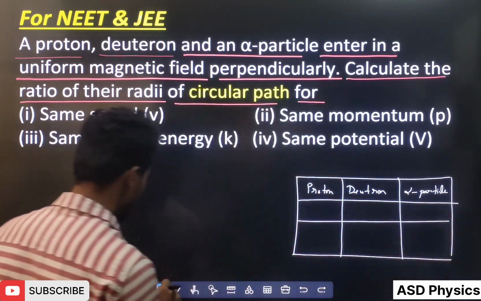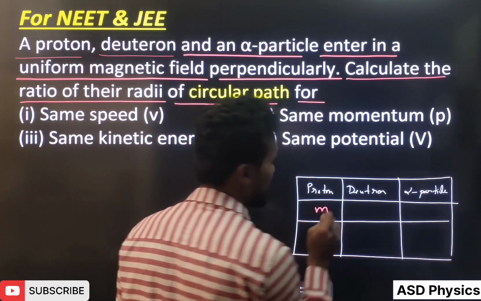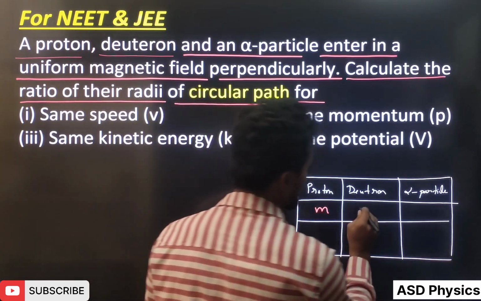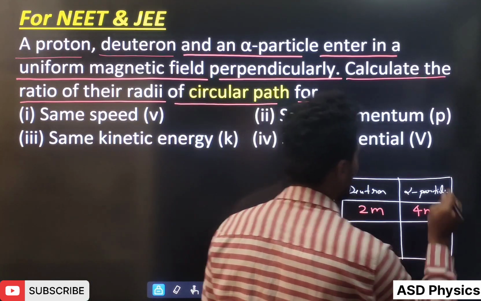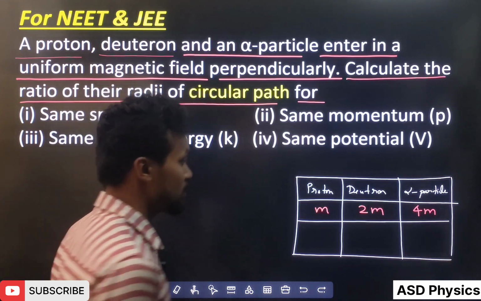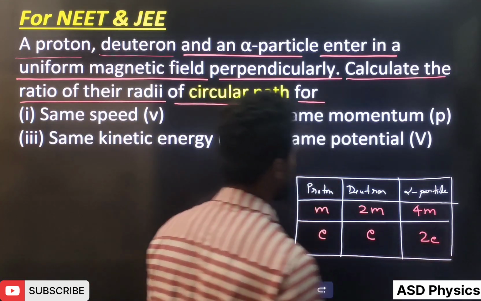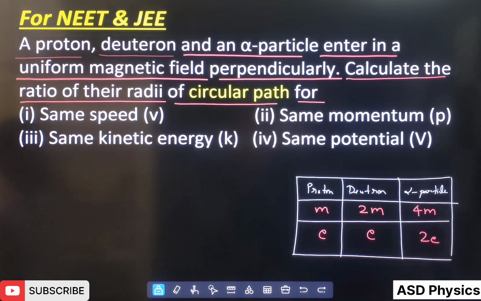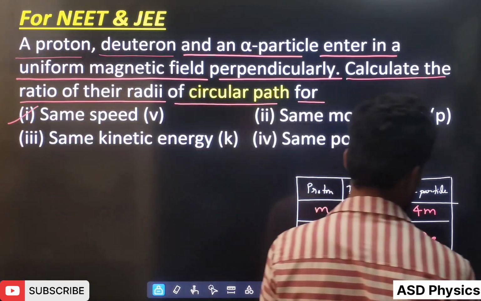Okay, this table. Now students, if I talk about the mass, if the proton mass is M, what will happen? The deuteron mass will be 2M, and the alpha particle mass will be 4M. If I talk about the charge, if this is E, this is also E, here it will be 2E. Okay, so these mass and charge values you should remember relatively. Okay, students, now what are we going to see? First one, we are going to see the same speed.